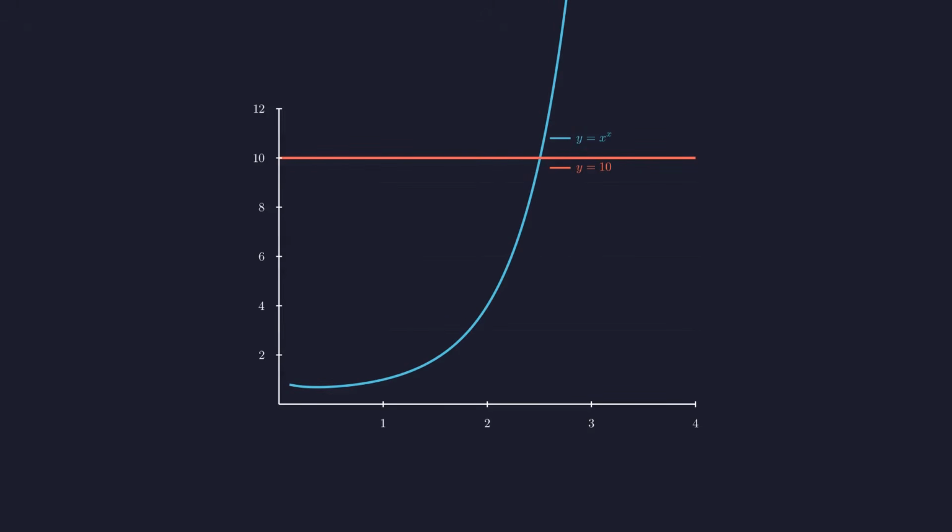Let's visualize this one last time to bring it all together. Here's our function in blue and the line y equals 10 in red. The intersection point marks our solution, the very same value we derived analytically. A perfect match.